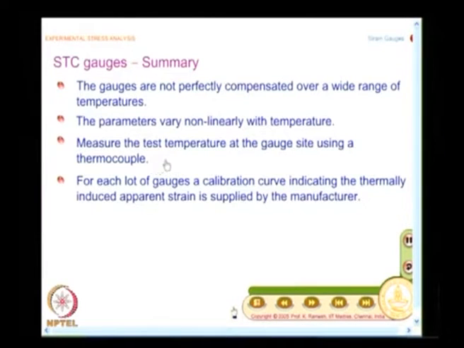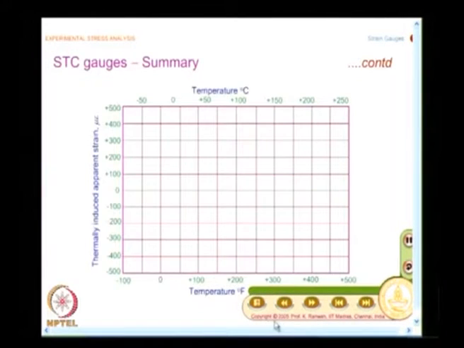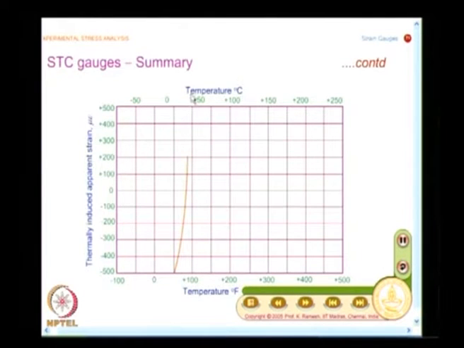Once you find out the temperature, the manufacturer supplies for each lot of gauges a calibration curve indicating the thermally induced apparent strain. That we have already seen in the earlier classes. We will again have a look at it. I have temperature and I have thermally induced apparent strain. So, I measure from this graph, for a given temperature, what is the thermally induced apparent strain and subtract it from my measurement.